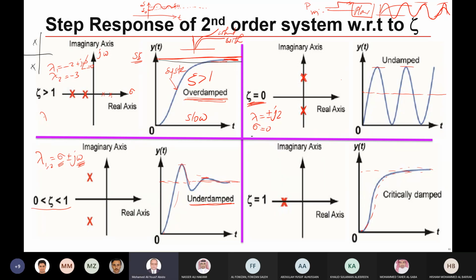So if we have such eigenvalues here, what would be the response? Unstable. It will exponentially increase. Unstable. Okay, if we have, of course this is the case, if these eigenvalues are here, two eigenvalues at the right hand side, what do you think the response will be?